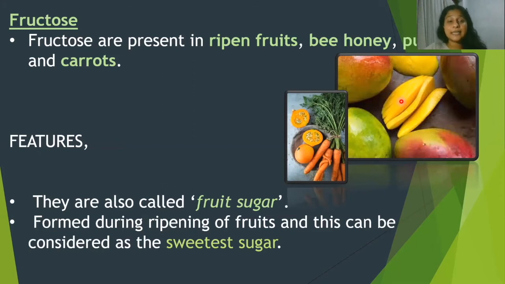It's really tasty, and you know how tasty mangoes are. So that is called fruit sugar. Fructose means fruit sugar, and it is contained in ripened fruits, and that is called the sweetest sugar, right? Glucose is also sweet, but not like this. This is sweetest.